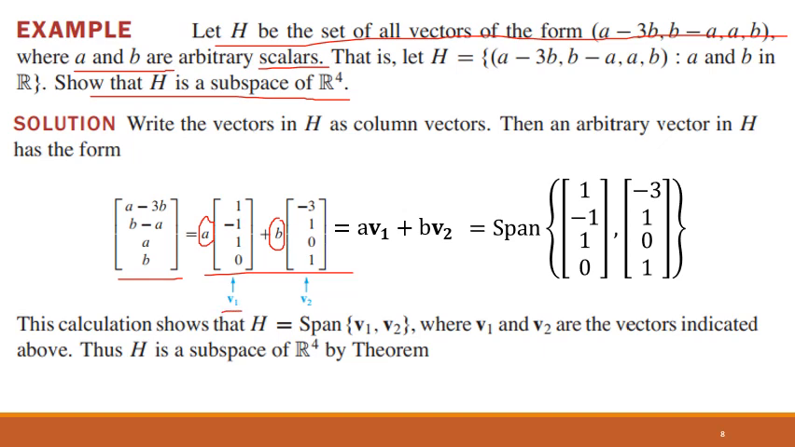These vectors are denoted by v1 and v2, and we can write them as a v1 plus b v2, which is according to the definition of span of vectors. So these calculations show that H is equal to span{v1, v2}, where v1 and v2 are the vectors indicated above. According to the theorem of the previous slide, we can conclude that H is a subspace of R^4.